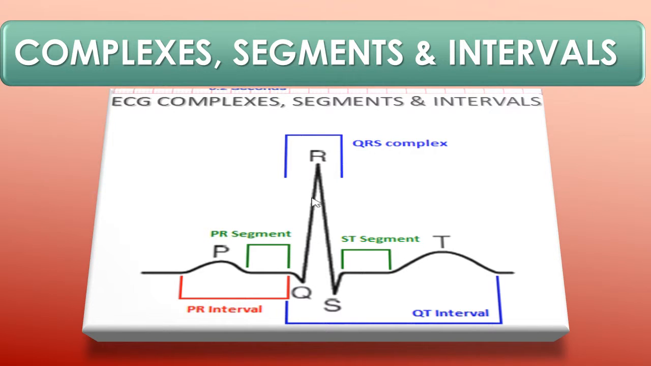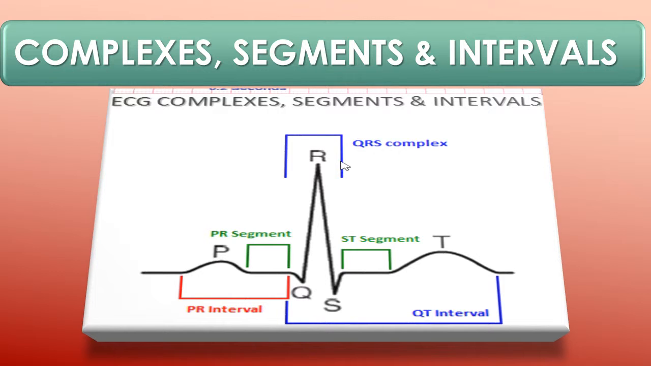Now, I want to talk about the QRS complex. The QRS complex represents ventricular depolarization. We said that the P wave represents atrial depolarization. This one represents ventricular depolarization. The shape depends on the lead selected as well.